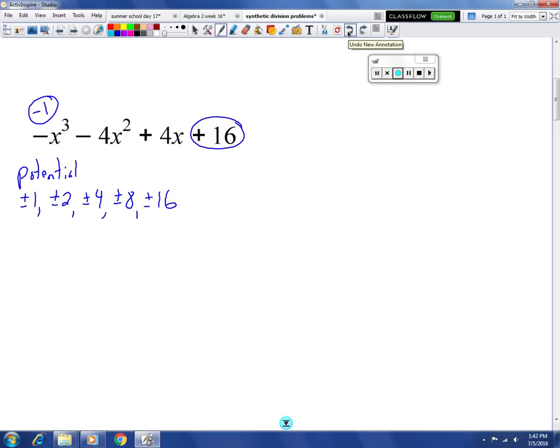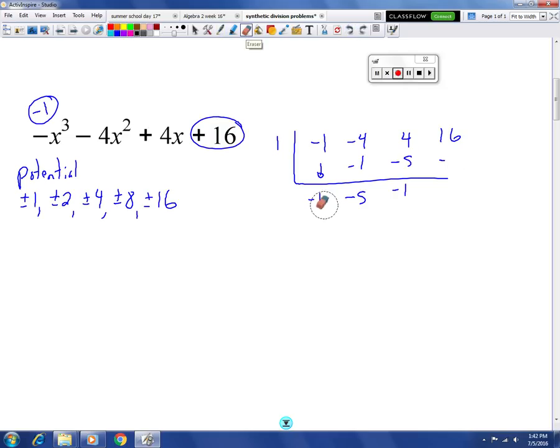All right, so write our coefficients. Negative 1 in front of x to the third, a negative 4 in front of x squared, a positive 4 in front of x, and a positive 16. Okay, let's start with a positive 1, see if that works. Drop the first one down, negative 1. 1 times a negative 1, that's a negative 1. I get a negative 5. The 1 on the outside times a negative 5 is a negative 5. And really I can stop here. I see it's not going to work. So that didn't work.